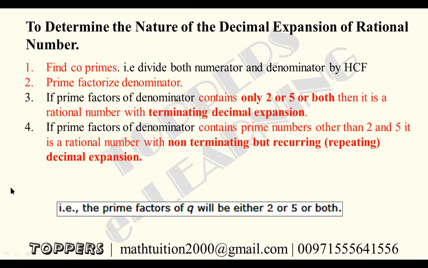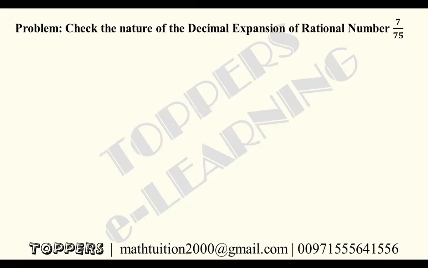In short, we can say that the prime factors of Q will be either 2 or 5 or both if the decimal expansion is terminating. Otherwise, it is non-terminating, recurring. Clear? Got it, right? Fine. We'll do a problem.